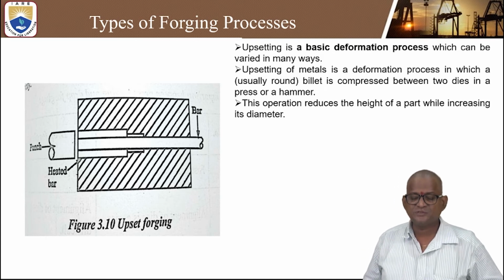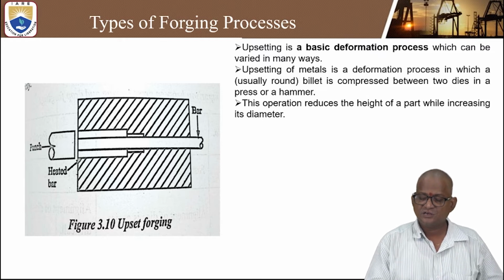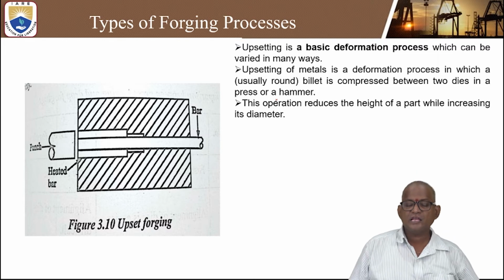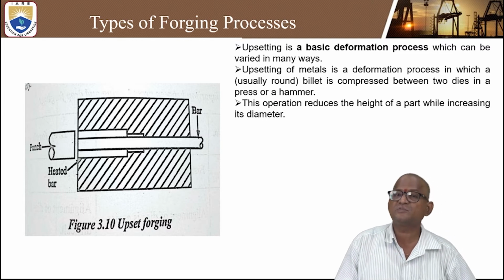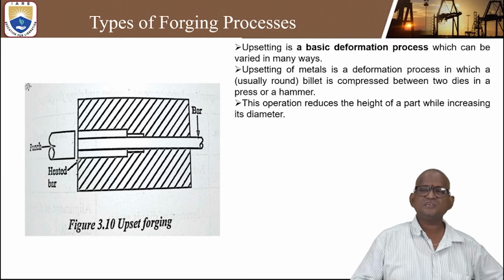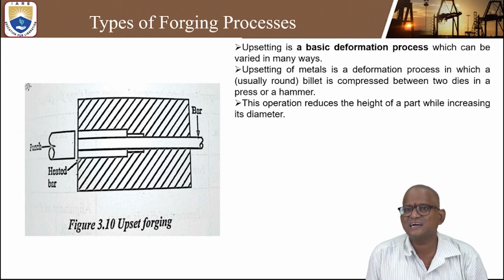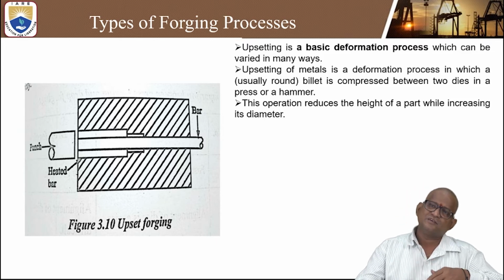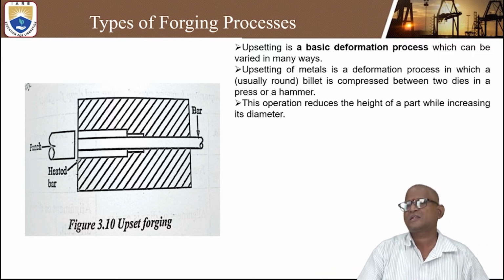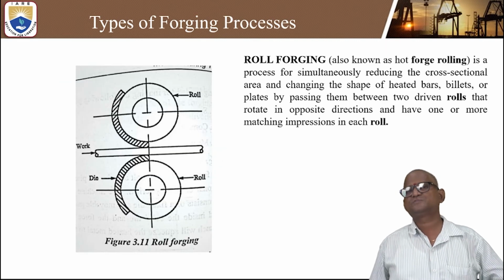And the second thing, upsetting of the metals is a deformation process in which a billet is compressed between two dies in a press or hammer. This is what upsetting of the metals is about. In this operation, you can reduce the height of the part while increasing the diameter. So whenever you reduce the height, obviously the diameter increases. Okay, so this is what upset forging is about.